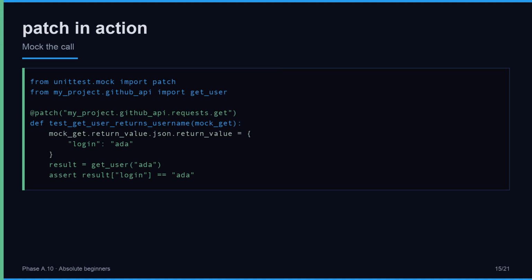Here is patch in action. We decorate the test with patch, pointing at where requests.get is used, inside my_project.github_api. Patch passes a mock object into the test as mock_get. We tell the mock, when your JSON method is called, return this dictionary. Then we call get_user, and our code happily uses the mock without knowing it is fake. The test runs offline, in milliseconds, with no GitHub involved.